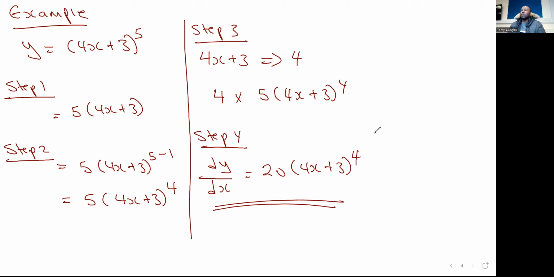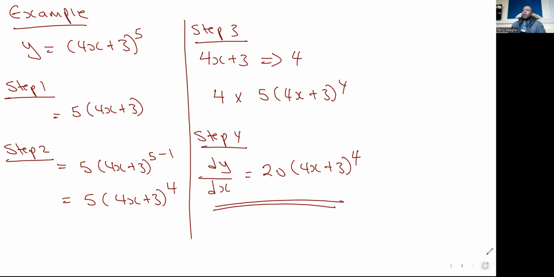So the first thing you do, you have to bring down the power. You subtract 1. After subtracting that, what you have in the bracket, you differentiate it. When you differentiate it, the answer you get, you multiply by the whole answer from step 2, and that will give you the dy over dx.